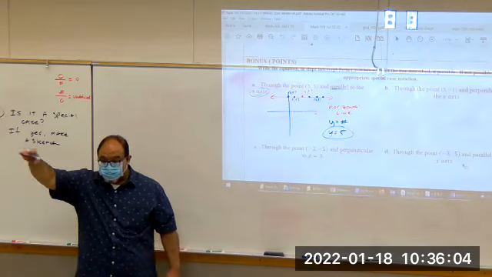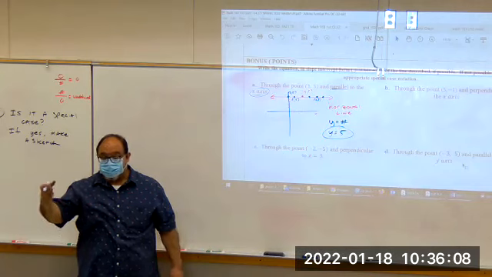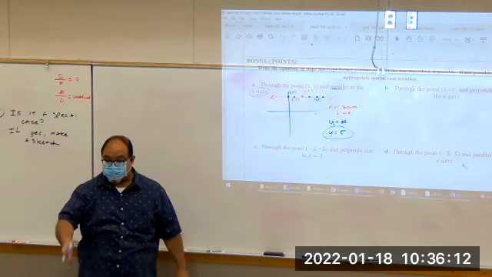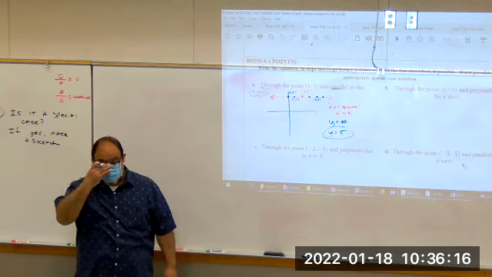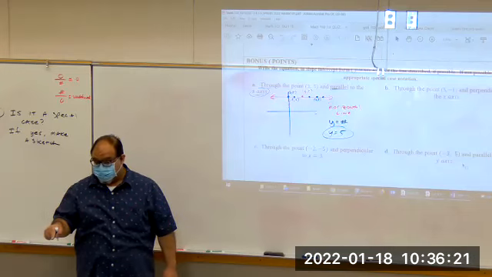But seeing that it's horizontal will help you make the right choice. I've seen students put x equals 3 because they think it looks like this. And here's the bad news. I've seen students put y equals 3.